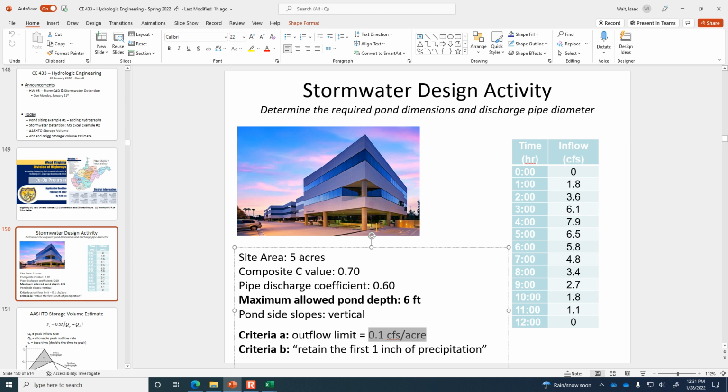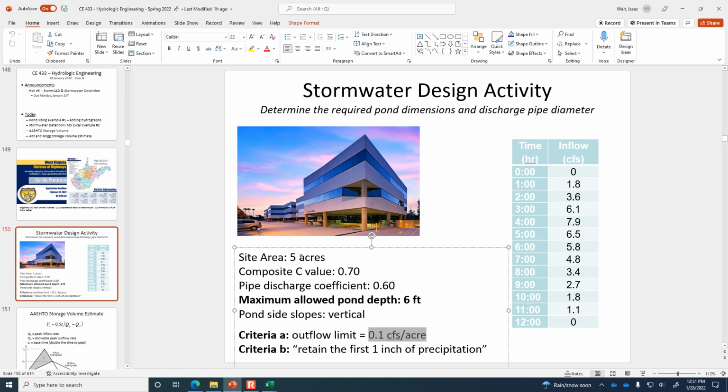And just to skip ahead a bit, the way that you achieve some storage without any outflow is you just raise the pipe off the bottom of the pond. So here's the pond, and then the pipe actually is coming in like this. And so now here's H. There's some storage volume at the bottom of the pond.